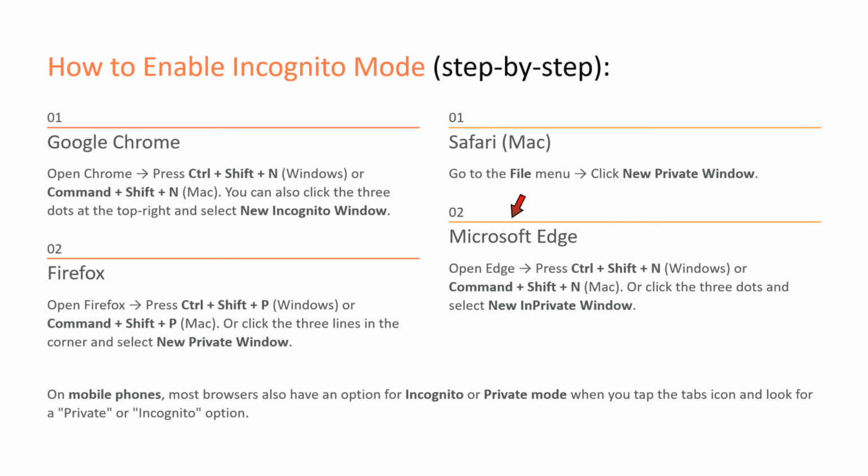In case of Microsoft Edge, open the Edge. Then in case of Windows operating system, use Ctrl plus Shift plus N. In case of Mac operating system, use Command plus Shift plus N. Or click three dots and select New InPrivate window. On mobile phones, most browsers also have an option for incognito or private mode. Tap the tabs icon and look for a private or incognito option.